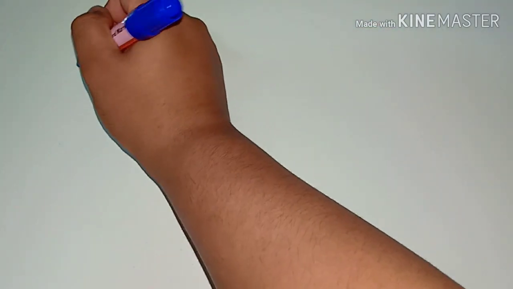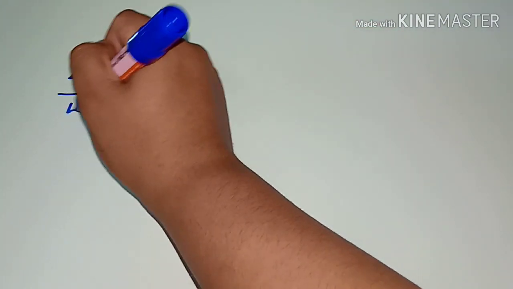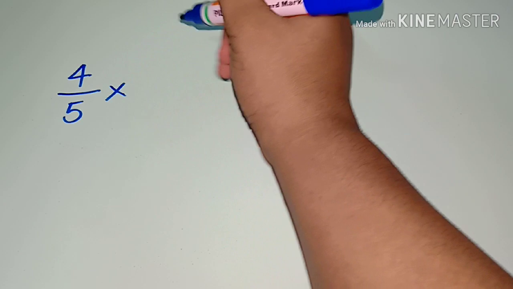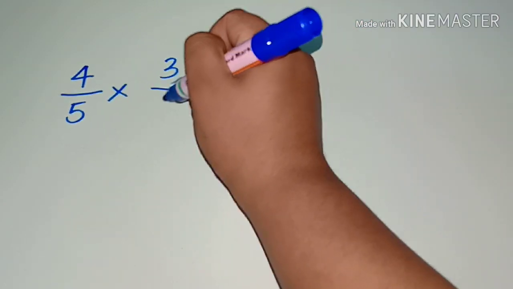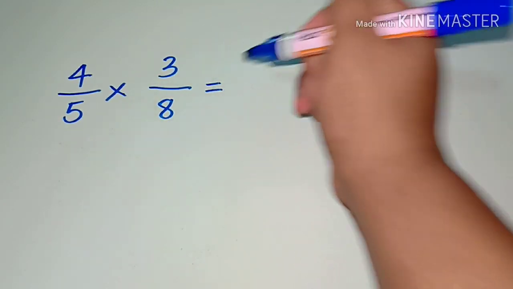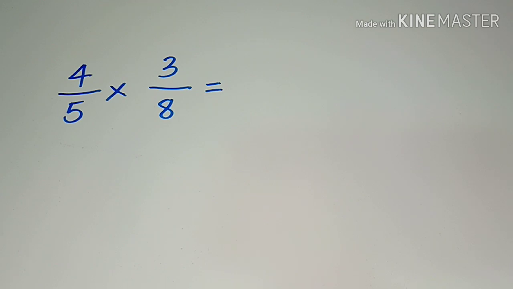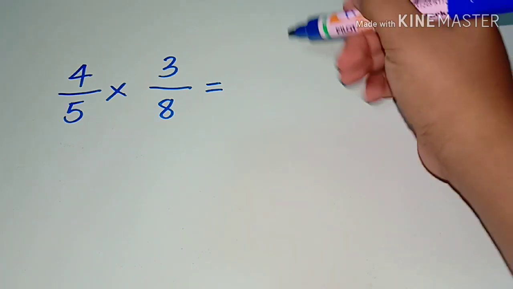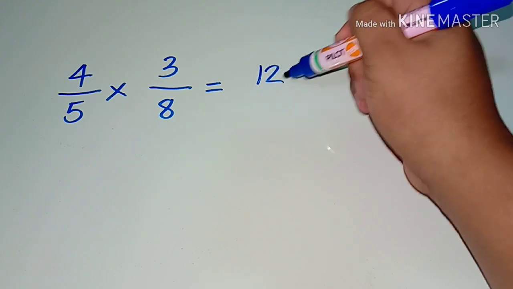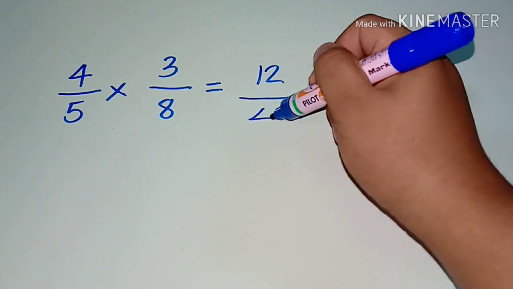Now, what if we have this kind of example? 4/5 times 3/8. So I'll be teaching you two methods on how to do that one. First is the simplest way. Just multiply right away the numerators and denominators. 4 times 3 is equal to 12. 5 times 8 is equal to 40.